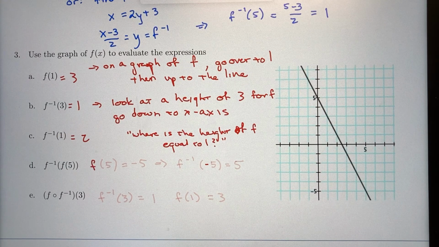F of 5 is -5, and then we plug that into F inverse, takes us back up to the x-axis at 5. F inverse of 3 is 1, we already found out, and F of 1 is back to 3. So notice that F and F inverse always cancel each other out, and you're back to the original input.